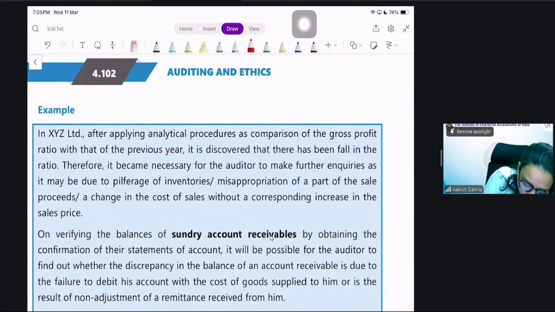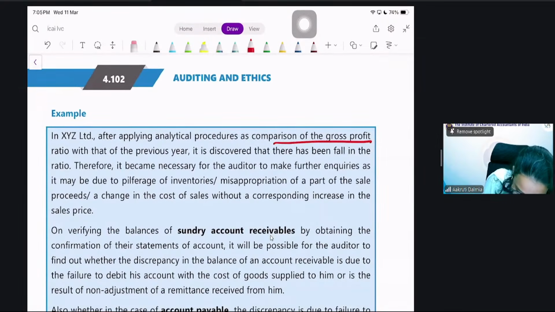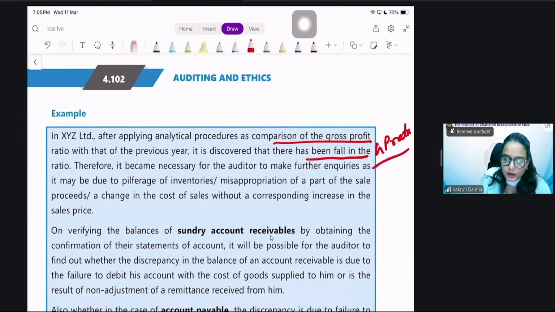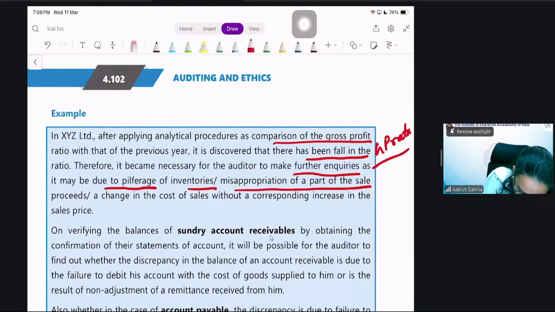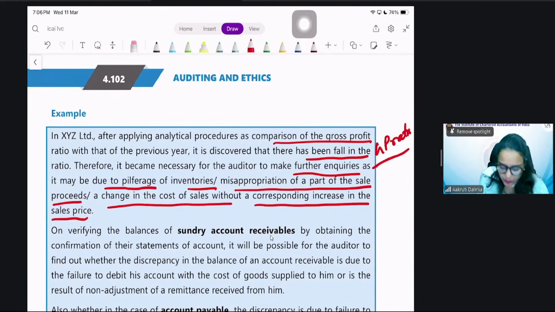In XYZ Limited, after applying analytical procedure as comparison of gross profit with previous year, it has been discovered there was a fall in ratio. Which ratio? There is a fall in GP ratio. Okay? There is a fall in GP ratio. It became necessary for the auditor to make further inquiries. It may be due to pilferage of inventory, misappropriation of sale proceeds, change in cost of sales without corresponding increase in the sales price. So you have to have an expectation of what can be the reasons, and you have to check those reasons. Okay.